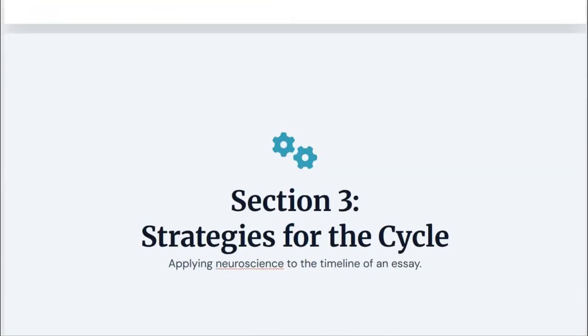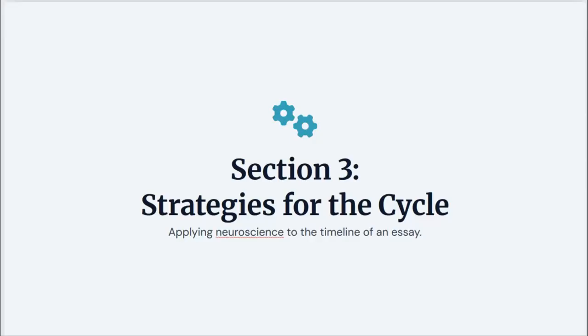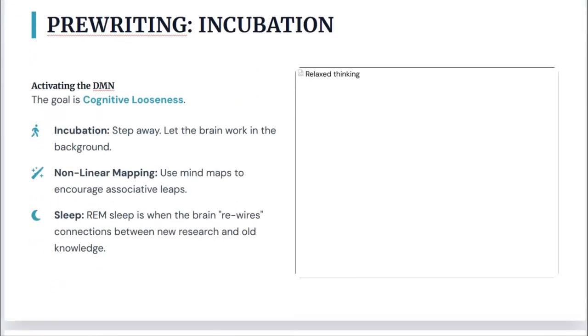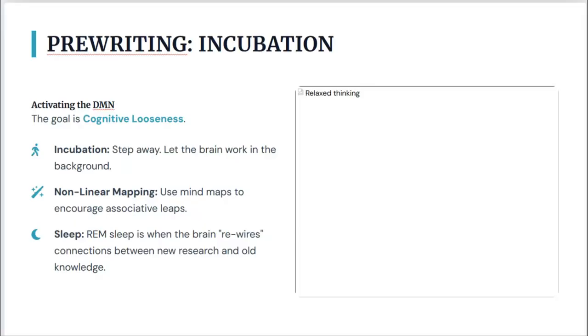Okay, so Section 3, let's go through this really quickly. Let's apply neuroscience to the timeline of creating and writing an essay. A. Pre-writing, incubation, activating the DMN. The goal is cognitive looseness. So step away, let the brain work in the background. Then nonlinear mapping. Use mind maps to encourage associative leaps.